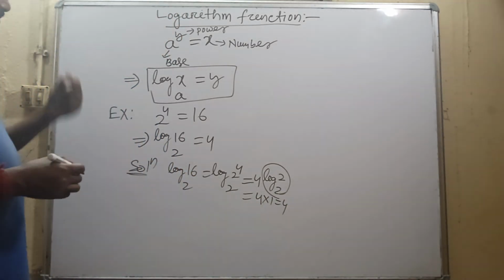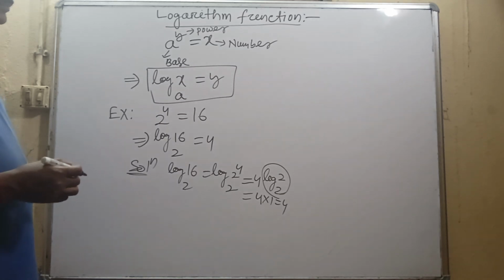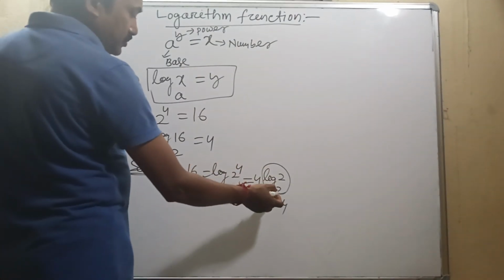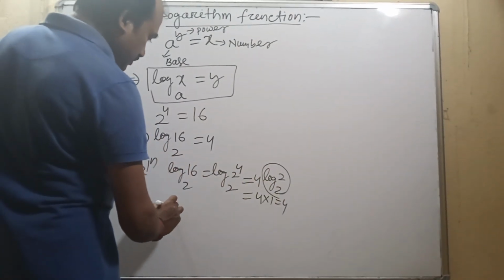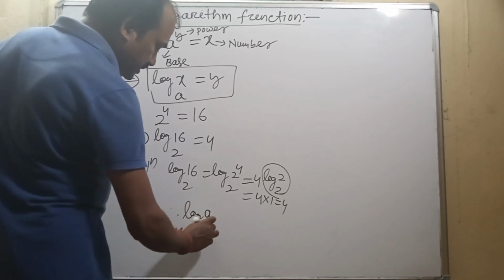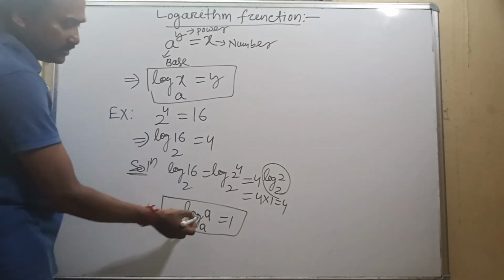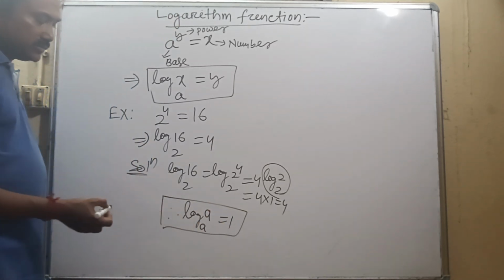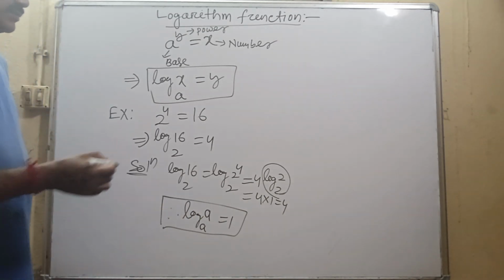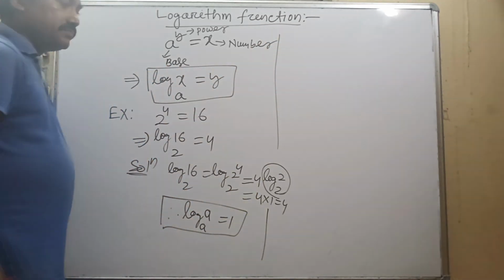Then some properties of the logarithm function. Log 2 base 2 equals 1, because according to the properties, log a base a equals 1. This is a property of the logarithm function: when the number and base are the same, the value of the logarithm equals 1. Then some more properties of the logarithm function.